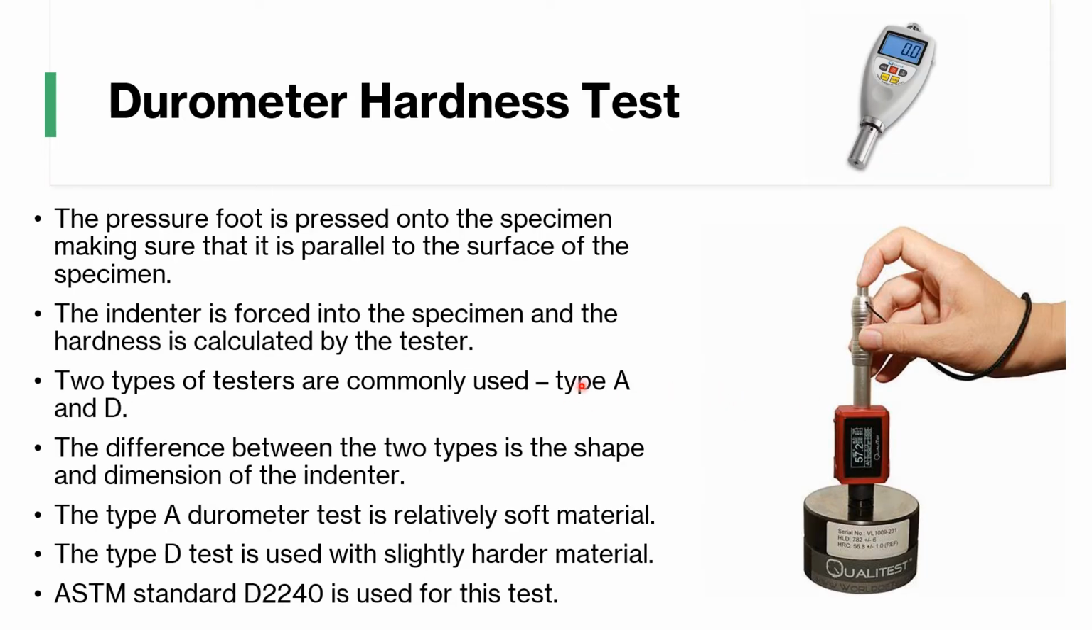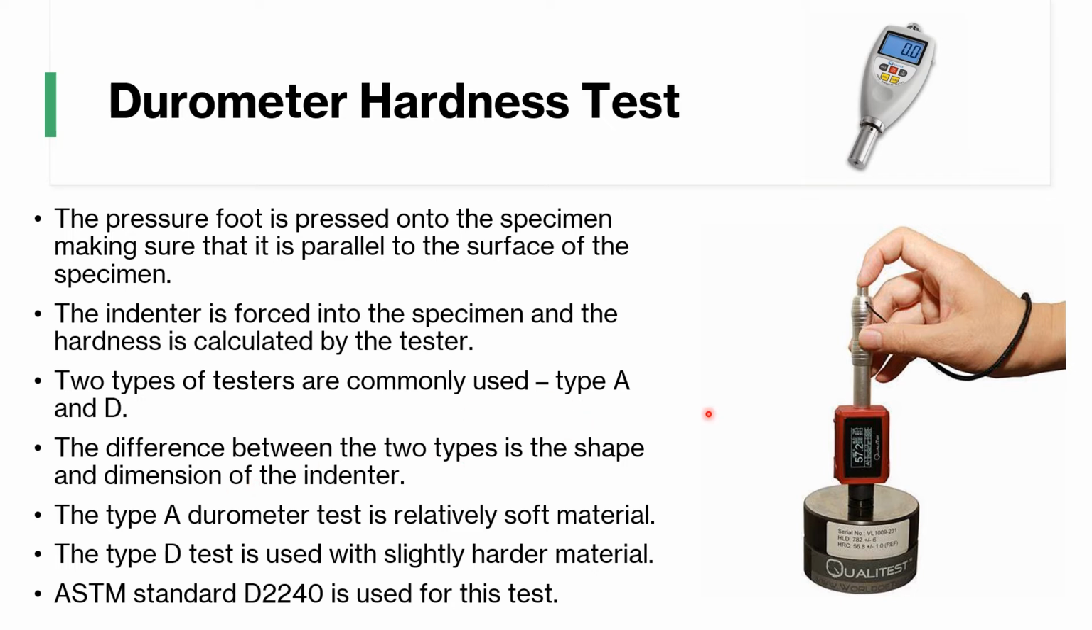The pressure foot is pressed onto the specimen by using the indenter. Pressure is the same as applying the load, making sure that it is parallel to the surface of the specimen. Then the indenter is forced into the specimen, so that's your load. And then we calculate the hardness by using that force. There are two types: we have A and B testers.